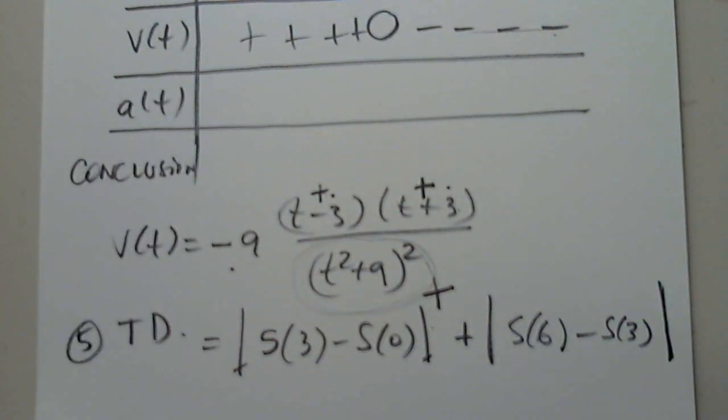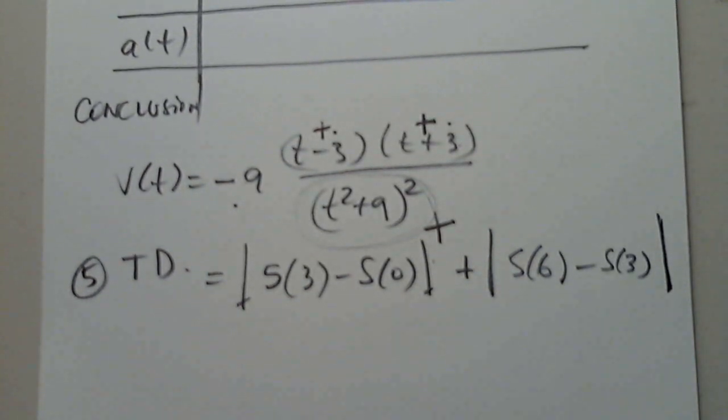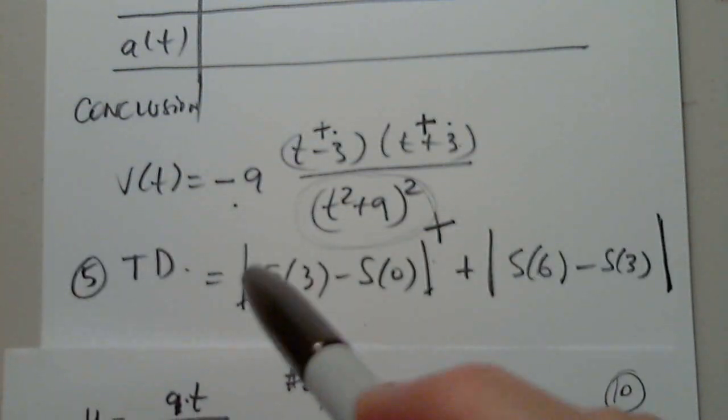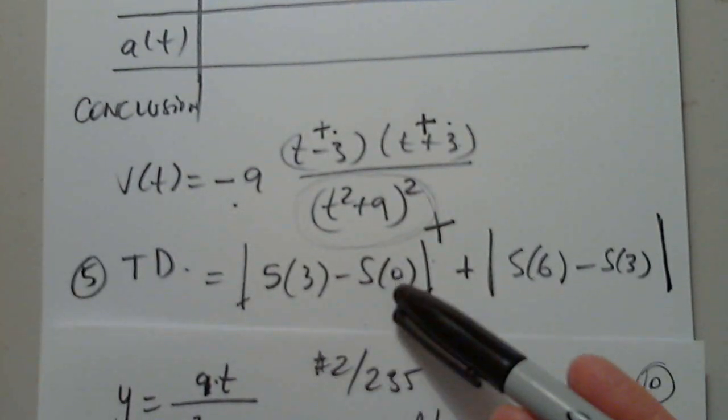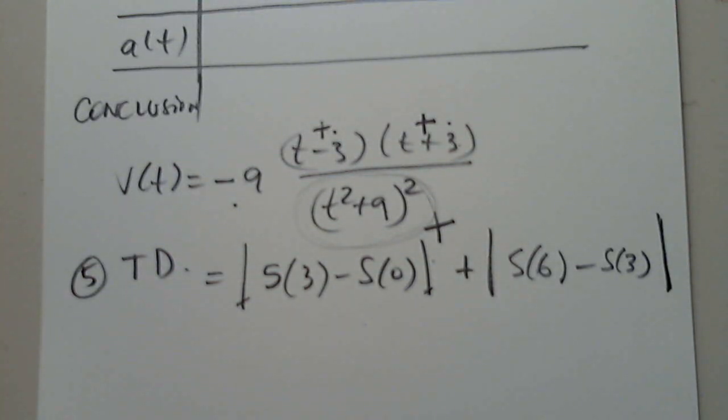But we are adding the distance. If you don't put the absolute value here, you will subtract this quantity from this quantity. Okay, so now I plug in the function in the graphing calculator. I determine s at 3, at 0, of course at 0 is 0, and at 6, and then plug in the numbers. So I'm going to share my screen.